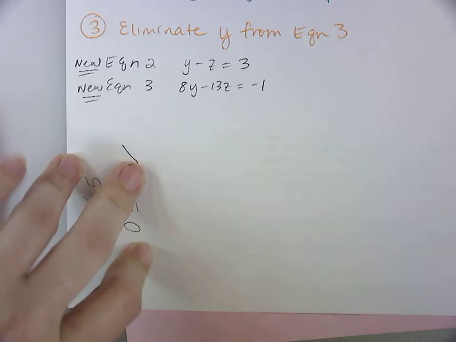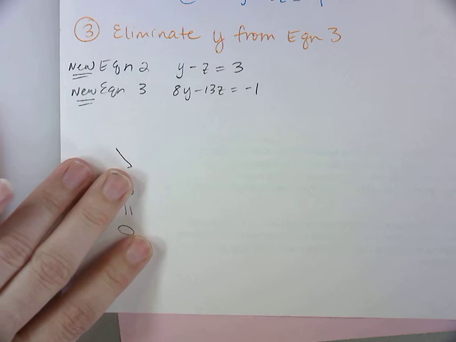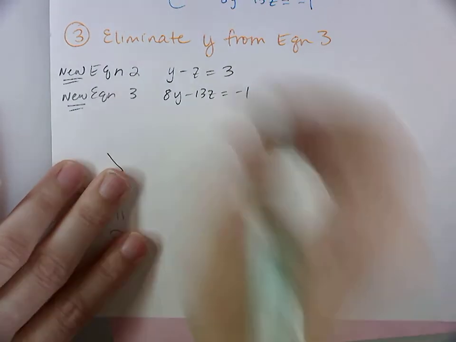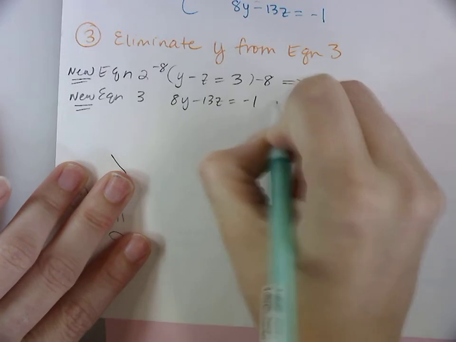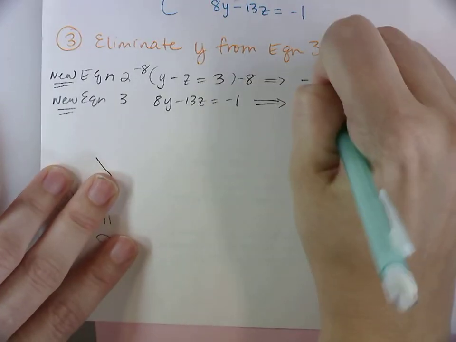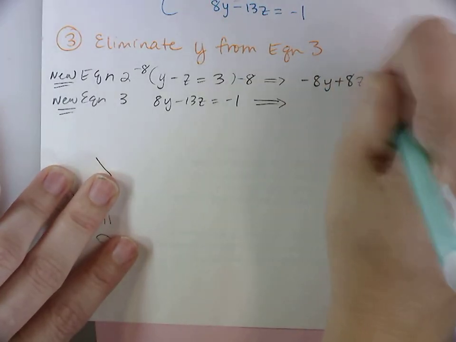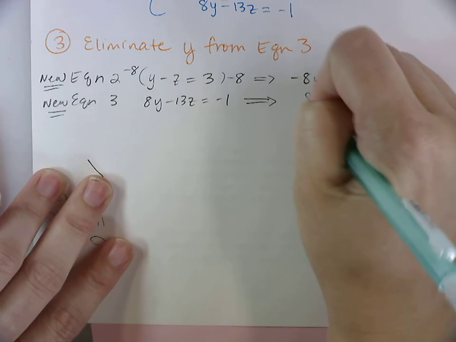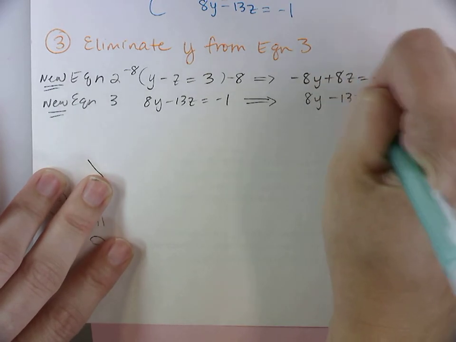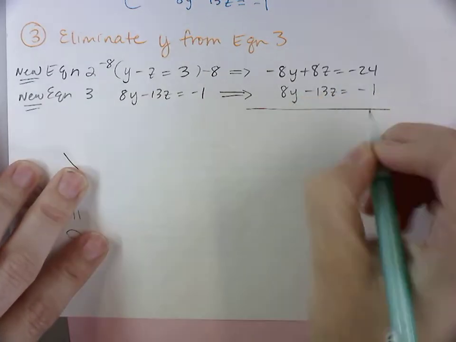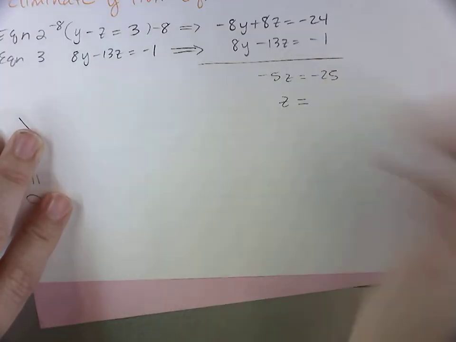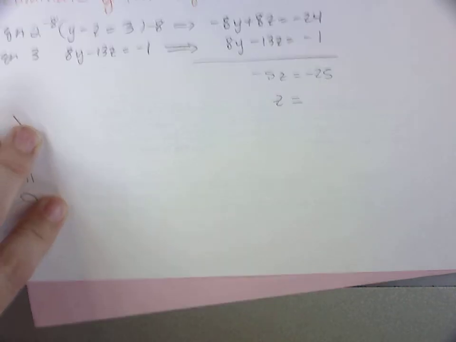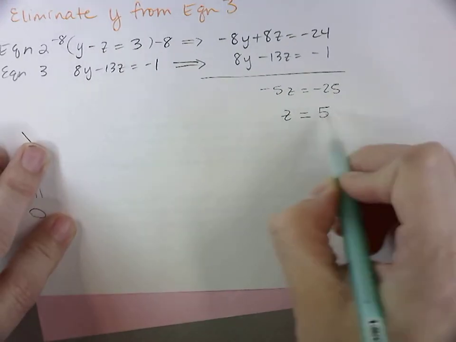And then Emily, what do we need to multiply by? Great. Okay, so then we're going to multiply by negative 8. So negative 8y plus 8z equals negative 24. And the bottom one's going to stay the same. Okay, so then Logan, what does our z value end up being? 5.